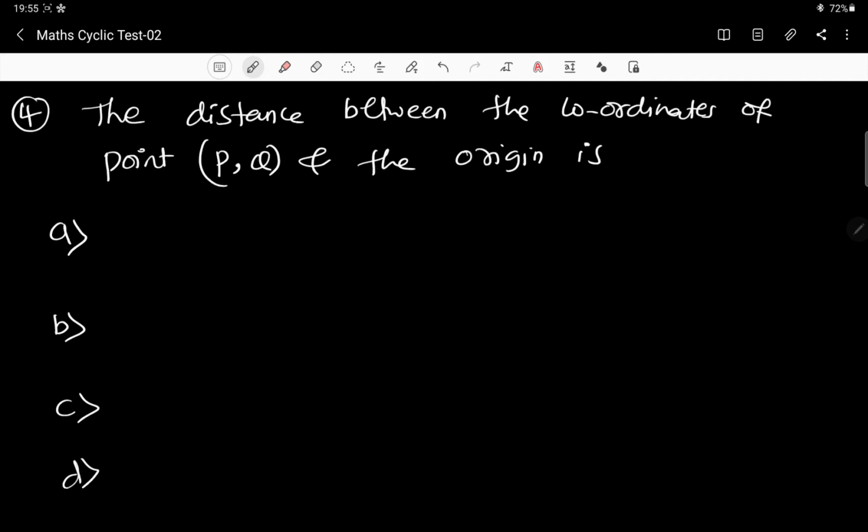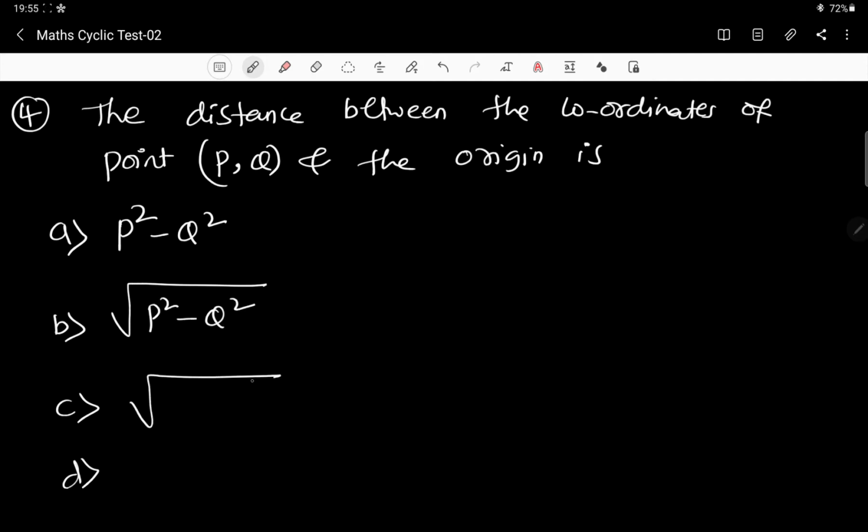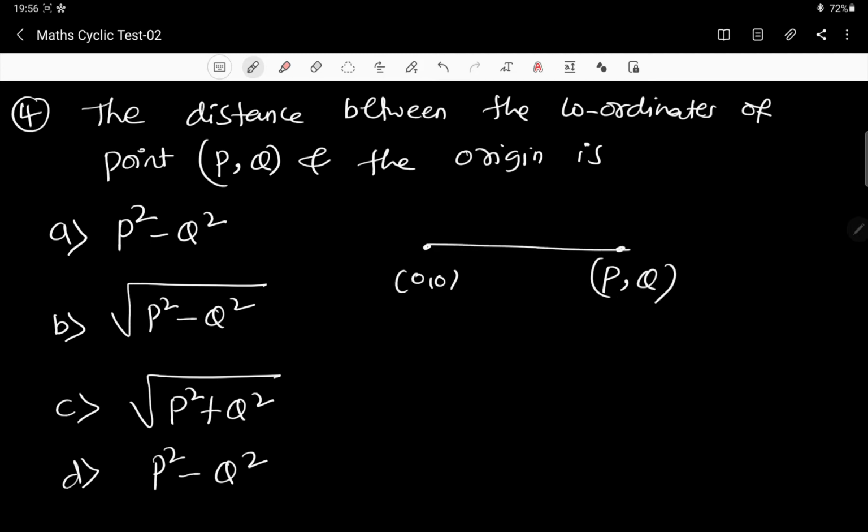Four options are given. The first option is p square minus q square, and the second option is under root of p square minus q square. The third option is under root p square plus q square, and the last option is p square minus q square. There is a point which has coordinates p and q, and they are asking its distance from the origin. Origin means again the same, 0 comma 0.